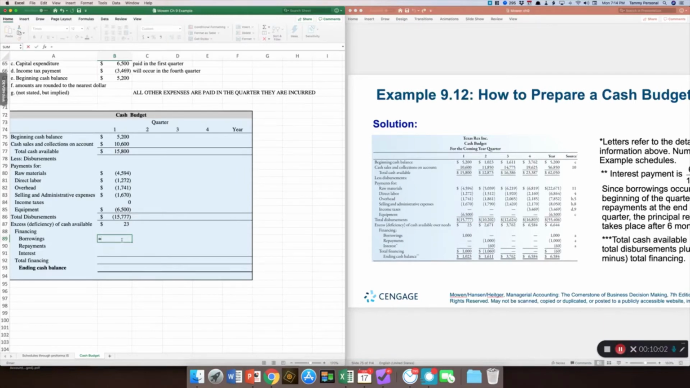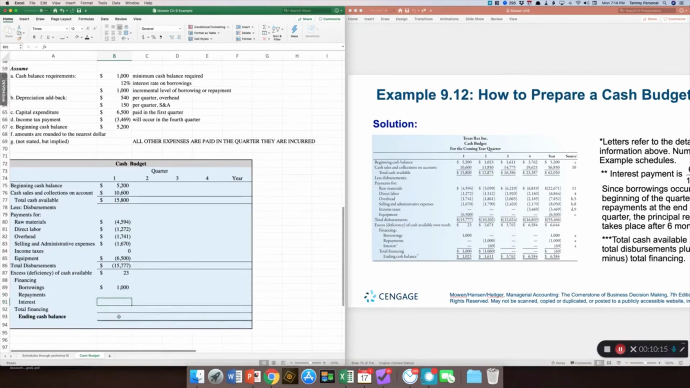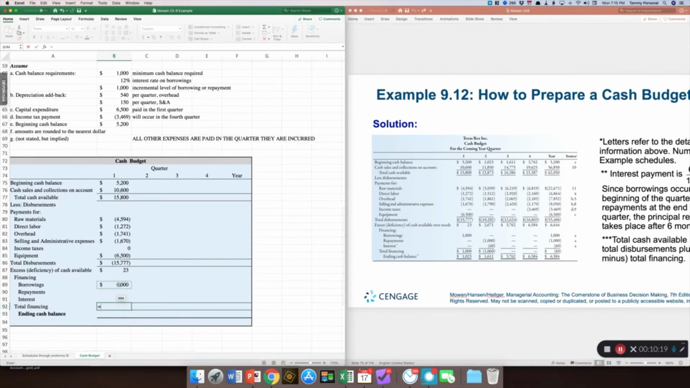All right, so we know that we are going to have to borrow $1,000. We are not going to repay it. We aren't going to incur any interest. So our total financing is going to be the sum of all of these, $1,000. And what that means is that we are going to have an ending cash balance of $1,023. There it is. Okay? Now, we take this 1,023 and that becomes our beginning cash balance at the beginning of quarter 2.